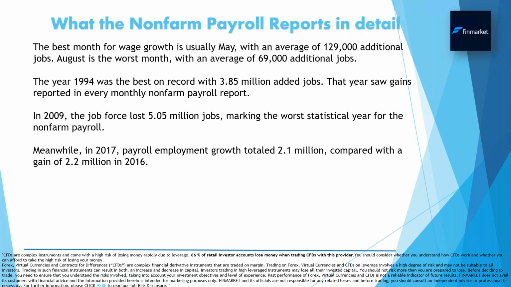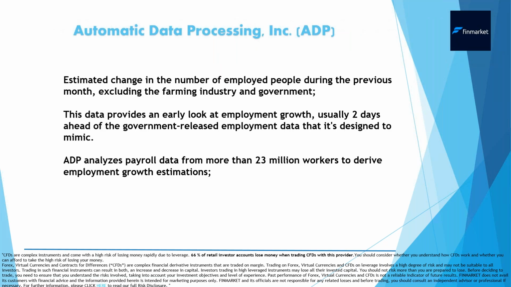And in 2013, payroll employment growth totaled 2.1 million compared with a gain of 2.2 million in 2006. That's for reference, meaning that sometimes you see extremes happening according to some of the events that are happening all around the world. Now, ADP, what's that? Okay, let me explain, because that is important as well. It's an estimated change in the number of employed people during the period of a month, excluding the farm industry and government. Makes sense? The data provides an early look at employment growth, usually 2 days ahead of the government's employment data release.